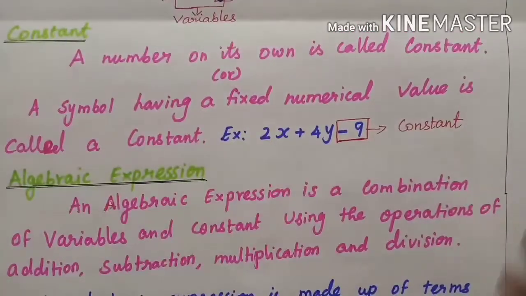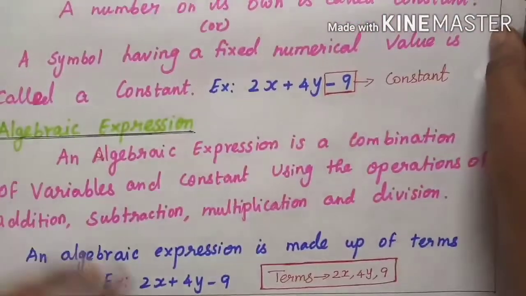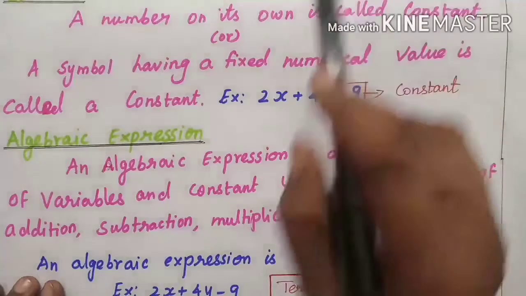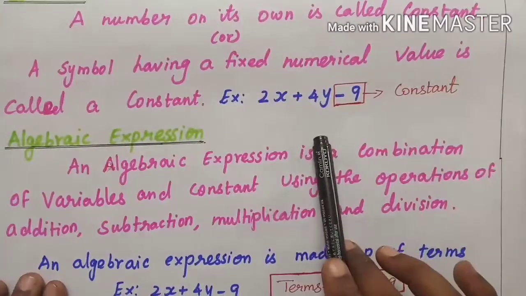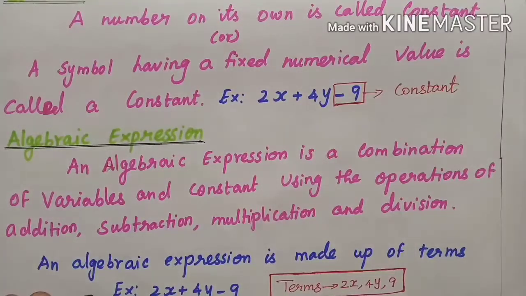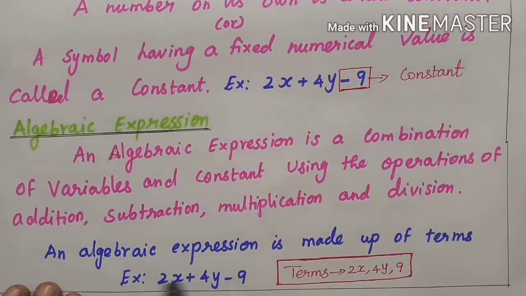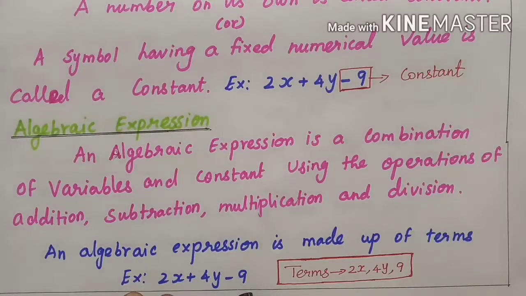Let us go with the example. The same example I am going to take here, to explain what is variable and what is constant. This is an expression: 2x plus 4y minus 9, right? With this, I am going to explain first what the variables are here. We have x and y as variables, and 9 is a constant.